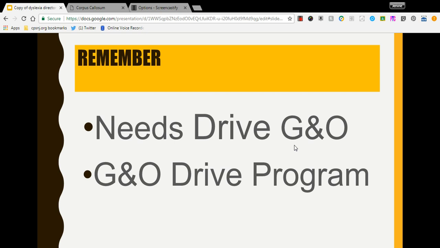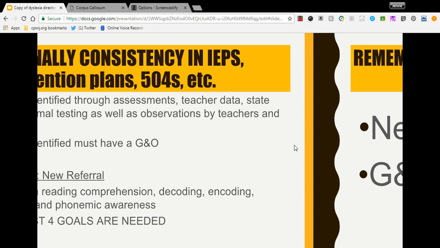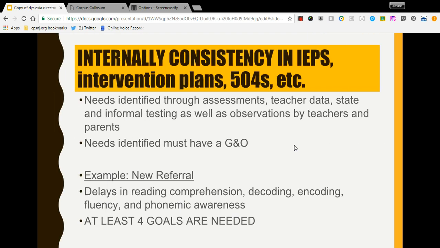Whatever it is, we first must identify what the needs of that student are, and then from there, develop goals and objectives to determine what type of programs and interventions they would require. This is called internal consistency. So it could be internal consistency in IEPs, intervention plans, 504s, etc.